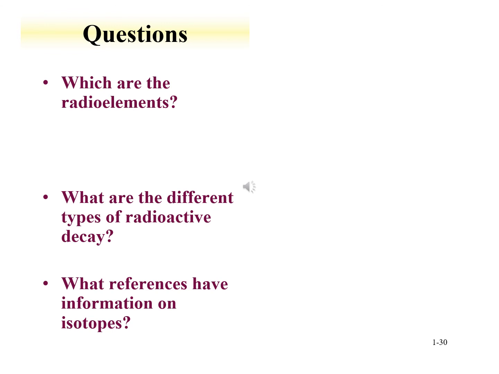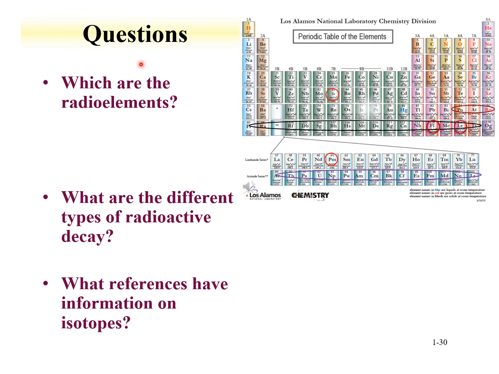Other questions you should be able to answer include: what are the radioelements? As is shown here on the periodic table, all elements with a Z greater than 83 are radioactive, hence they're only available as radioactive isotopes. And there are two elements with Z less than 83, technetium and promethium, which are also only radioelements.